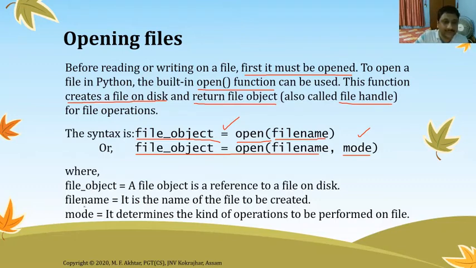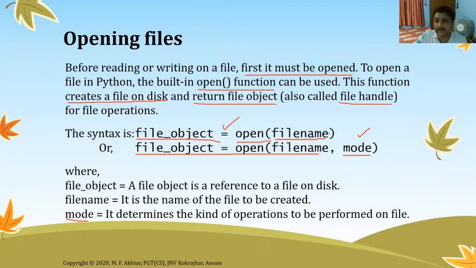File name is the name of the file to be created. Whatever file we want, we can give a name. Just like when we create a Microsoft Word file or Excel file and save it, the file name we give, the same we can use here. And mode, what is mode? It determines the kind of operation to be performed. What kind of operation we are going to perform with the file, the mode will determine.